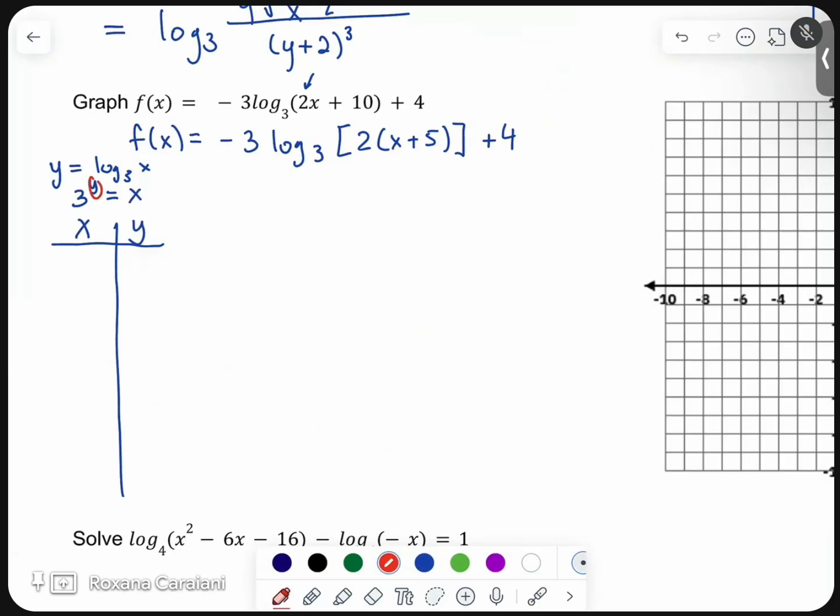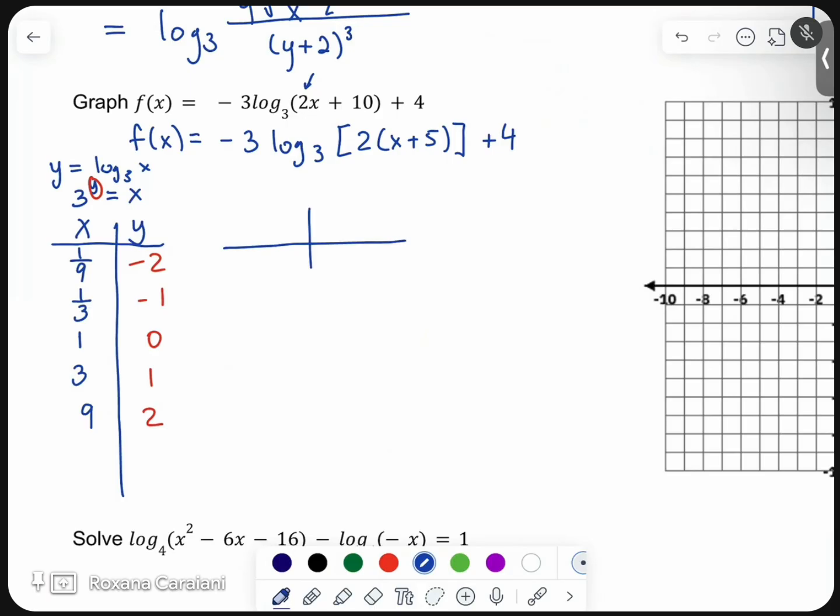And because y is in the exponent, I'm actually going to start off by picking my y values. And now to get x, I just have to evaluate 3 to the power of that value. So 3 to the power of negative 2 is 1 over 9. 3 to the power of negative 1 is a third. 3 to the power of 0 is 1. 3 to the power of 1 is 3. And 3 to the power of 2 is 9. So those are my base points that I will put through the mapping rule.